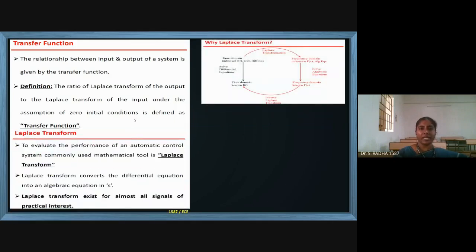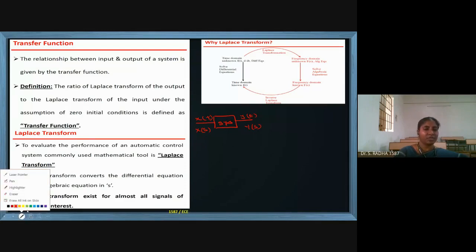And the thing that I explained earlier, this is the system. We will give some input x of t, and the output is y of t. If you apply Laplace transform, it is X of s, Y of s. Inside the system, the behavior I will represent using h of t, which is called impulse response. If you apply Laplace transform to that, it is called H of s.